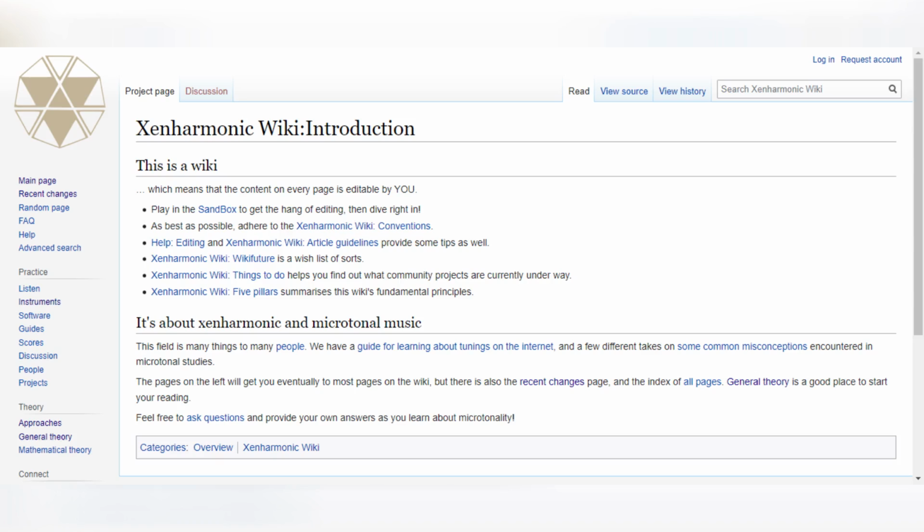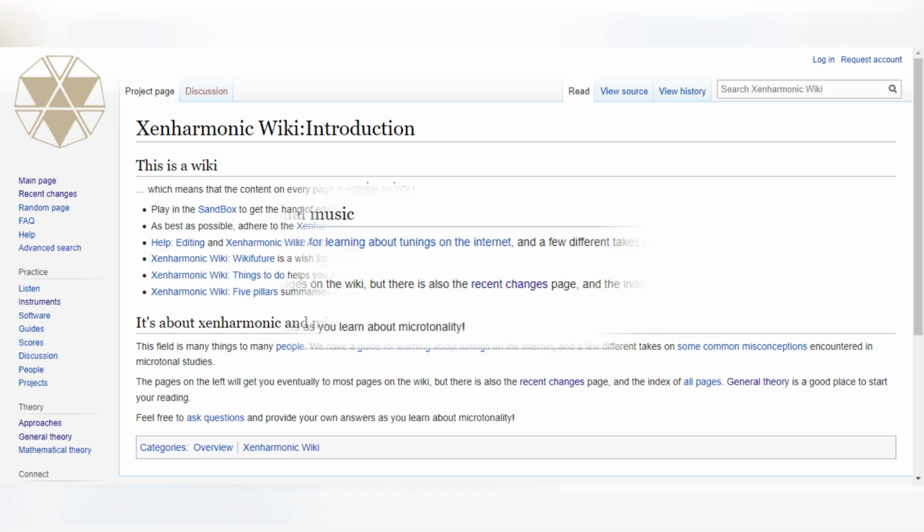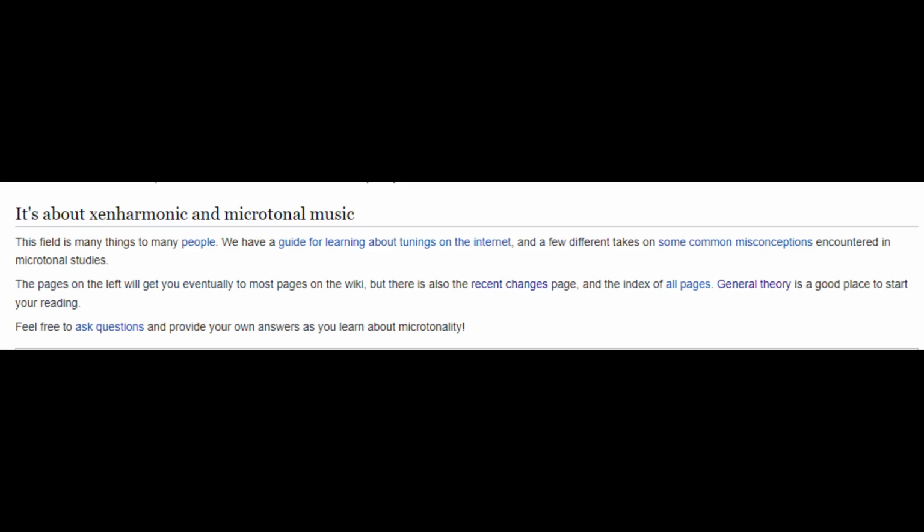A page explaining kind of the history and story of what caused this page to pop up. Instead, this page is to the point, giving you the tools to begin editing and contributing to the wiki. Their mission statement is pretty prominently displayed as well. It's about Xenharmonic and microtonal music. As they say, this field is many things to many people.